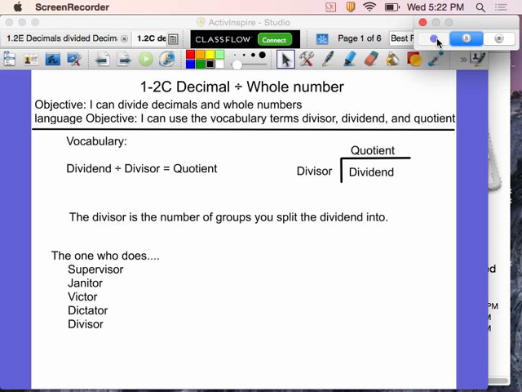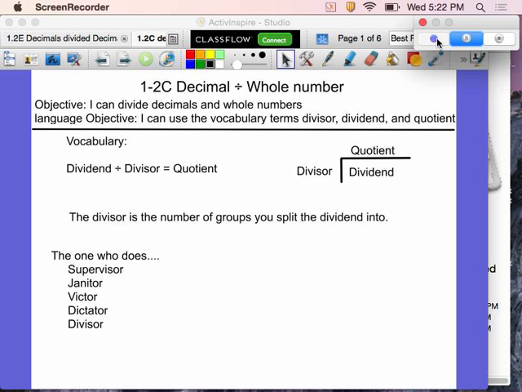Alright, so today we're going to find results from dividing decimals and whole numbers. So the objective: dividing decimals and whole numbers. The language objective is the same as yesterday. We're still making sure we're using our proper terms, the divisor, the dividend, and the quotient. So I just like to go over that quickly one more time. We went over it yesterday, but just a quick review.